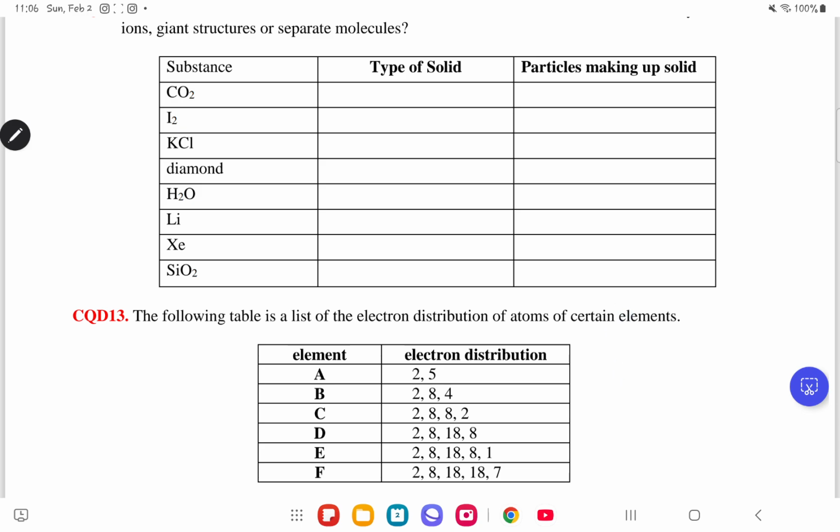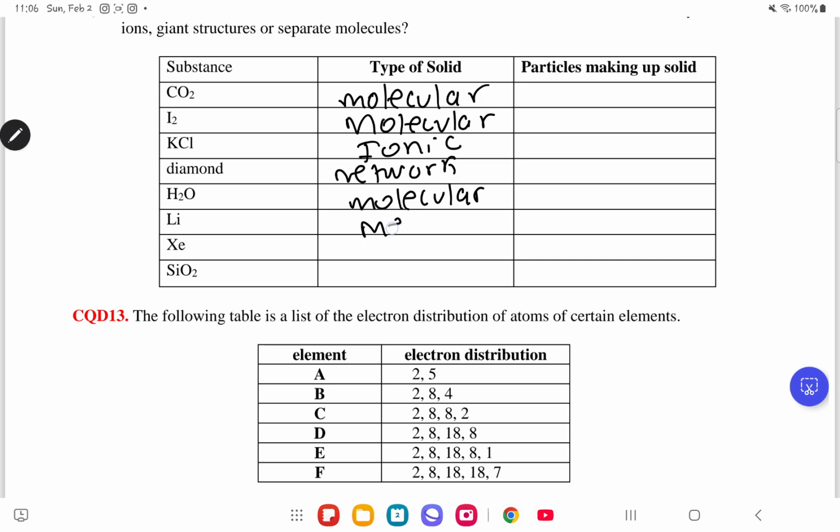So very simply, CO2 is a molecular solid. I2 is also a molecular solid. KCl is an ionic solid. Diamond is a network solid. H2O is a molecular solid. Li is metallic. It's just a single metallic. Xe is a single atom, so we call it atomic, and SiO2 is a network solid.